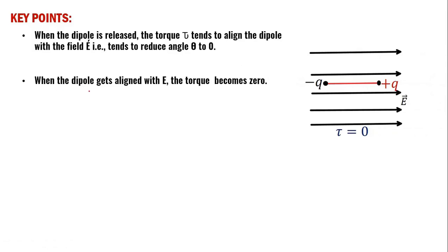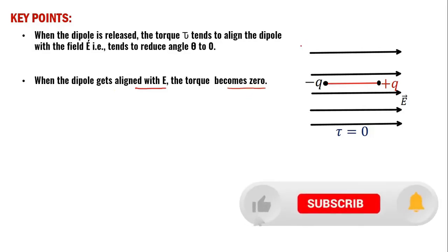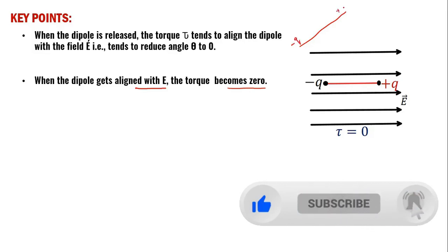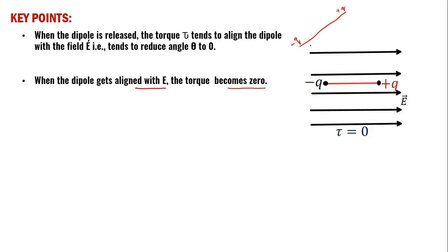And the next important key point is that when the dipole gets aligned with E, the torque becomes equal to 0. That means if initially the dipole is placed like this, with minus q and plus q, and it is placed in an external field, it will try to make its position like this. Here, minus q should be on the left hand side and plus q on the right hand side, then only its dipole moment will be pointing along the electric field vector. So in this situation, the torque will become equal to 0.